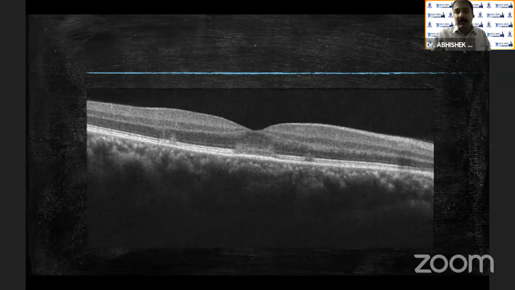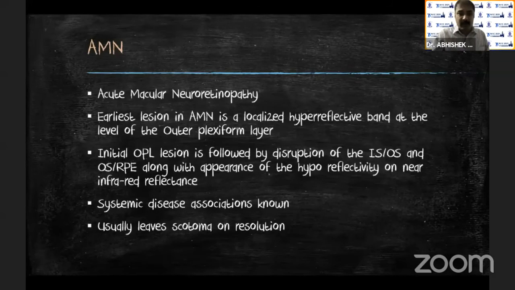This has to be distinguished from this entity, a similar kind of hyperreflective band, but present a little deeper in the retina. This is called acute macular neuroretinopathy, and the earliest lesion is usually a hyperreflective band at the level of the outer plexiform layer, outer nuclear layer, and then with time it migrates downwards towards the RPE. When it resolves, it leaves a hyperreflectivity in the infrared reflectance, which is best seen, and usually it leaves a scotoma on resolution.